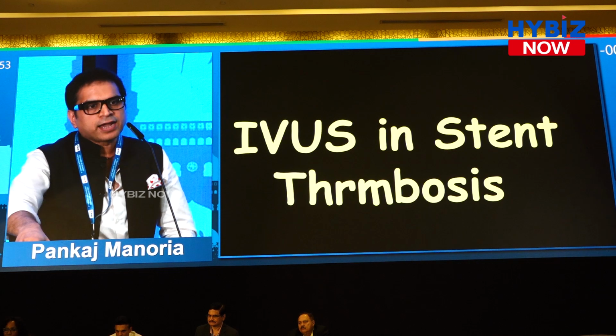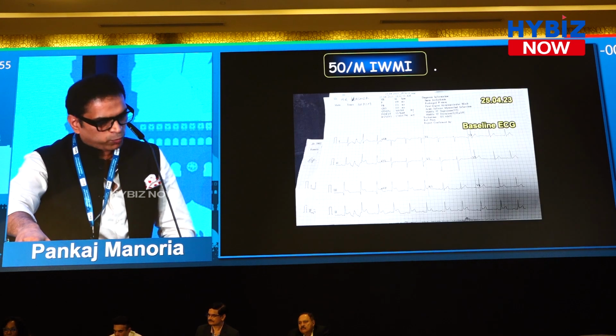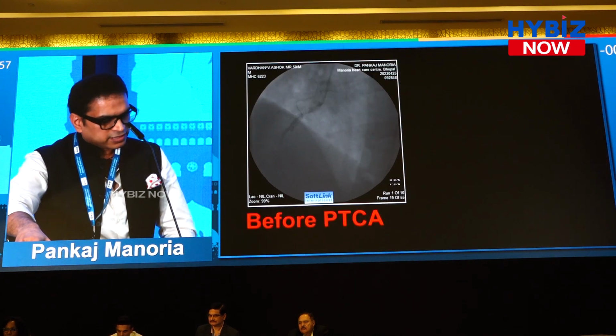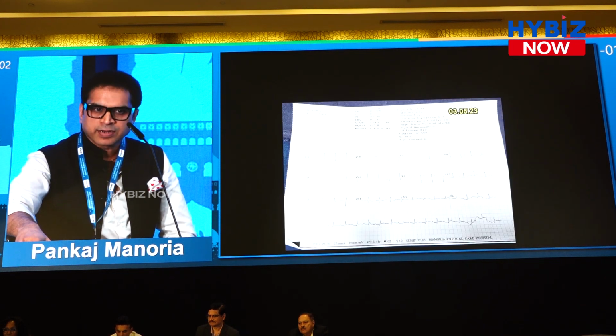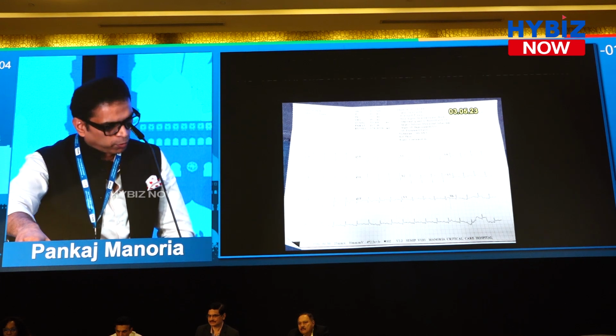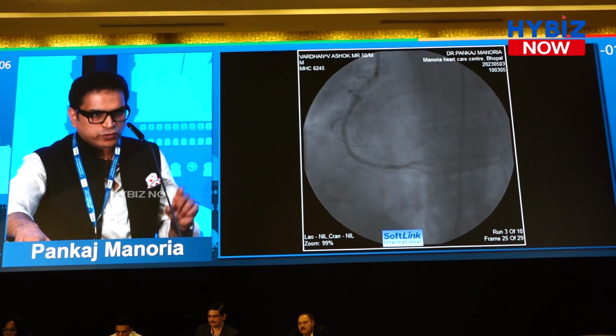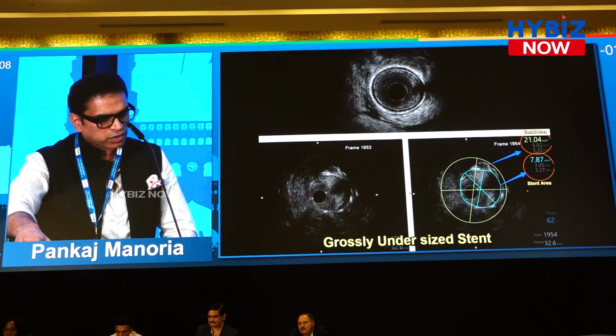Also, IVUS is a wonderful modality to pick up the cause of stent thrombosis. This is a case of infarction. Successful primary angioplasty was done. After 7 days, the patient landed up with an acute stent thrombosis. He was thrombolysed and referred to us. Though the vessel was flowing, we see a lot of thrombus here. We did an angiography, we did an IVUS.